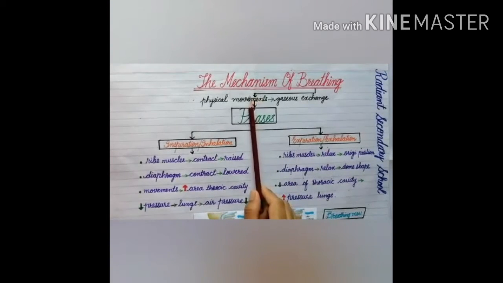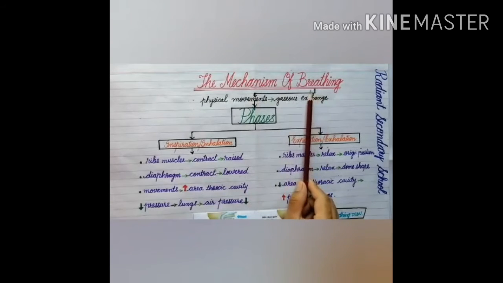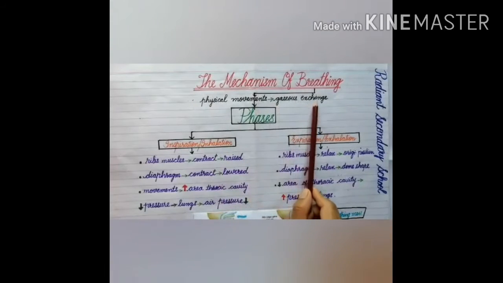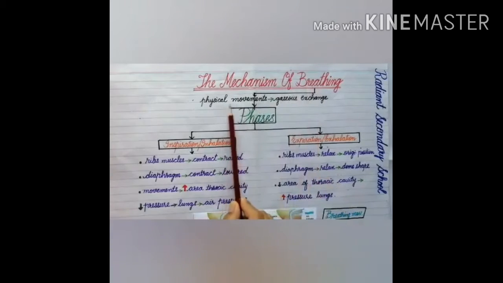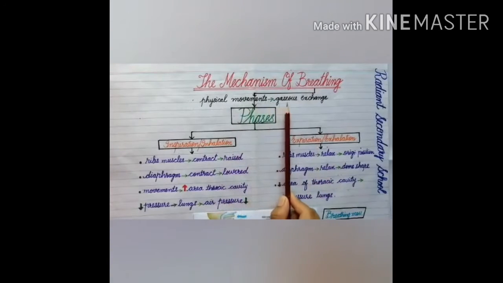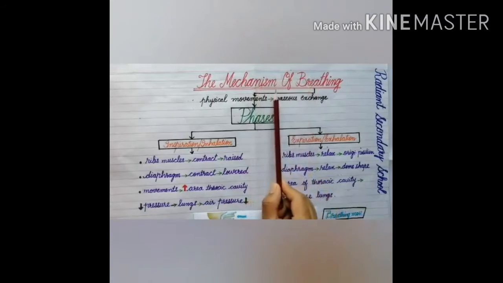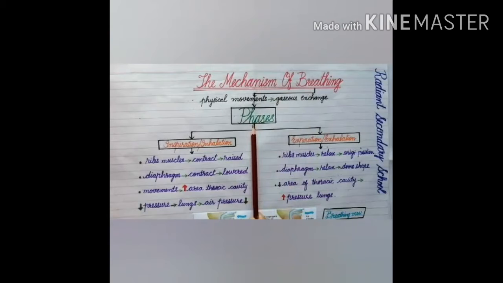In biology, today we are going to discuss our next topic of chapter number 10, that is the mechanism of breathing. As you know, the physical movements associated with the gaseous exchange are called breathing. The mechanism of breathing is divided into two distinct phases. The first phase is inspiration or inhalation. The second is expiration or exhalation.